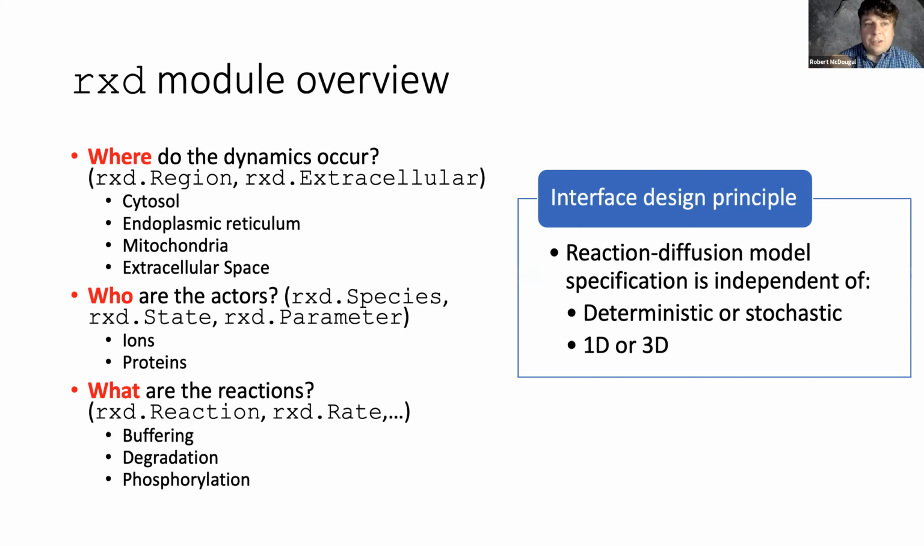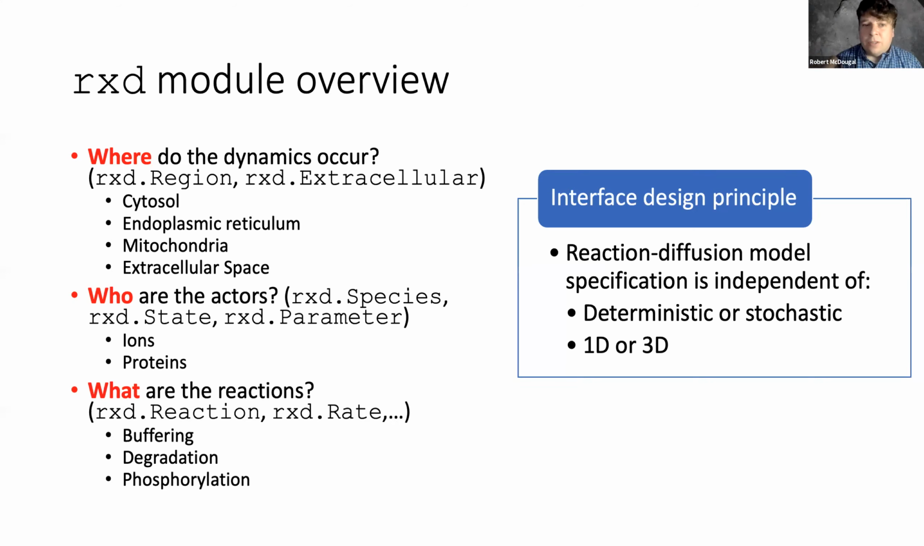So with RxD.region, we can say things happen in the extracellular space. If we're talking about extracellular space, Neuron does not do EM level simulation, but it will do a macro scale where you collapse all the details of the extracellular space down into volume constant and tortuosity. Again, all of this is explained in that other video. Second, who the actors are involved, what species, are there parameters, that sort of thing, and what reactions are specified.